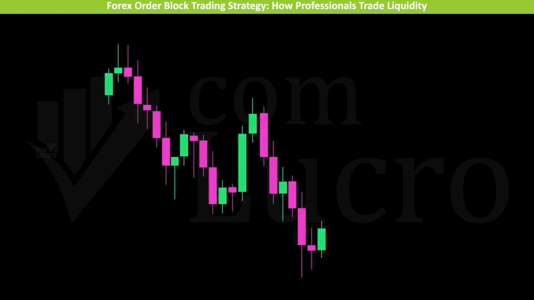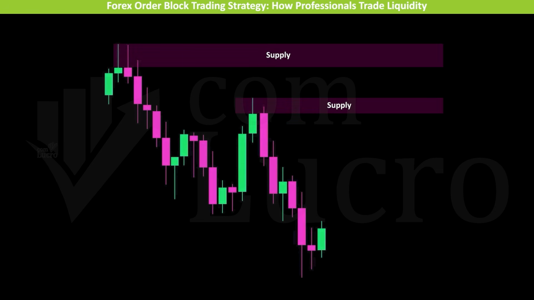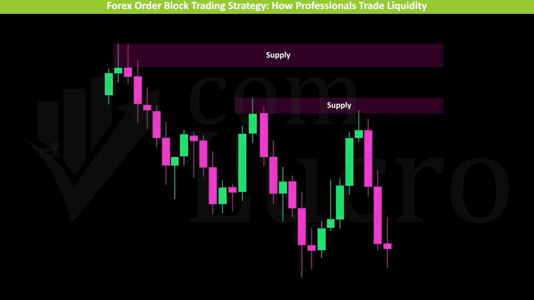Likewise, the beginning of a downward move is identified as a supply zone, where traders have previously taken short positions. When price revisits this zone, it often leads to renewed selling pressure. In other words, supply zones are areas where we expect sellers to become active once again.